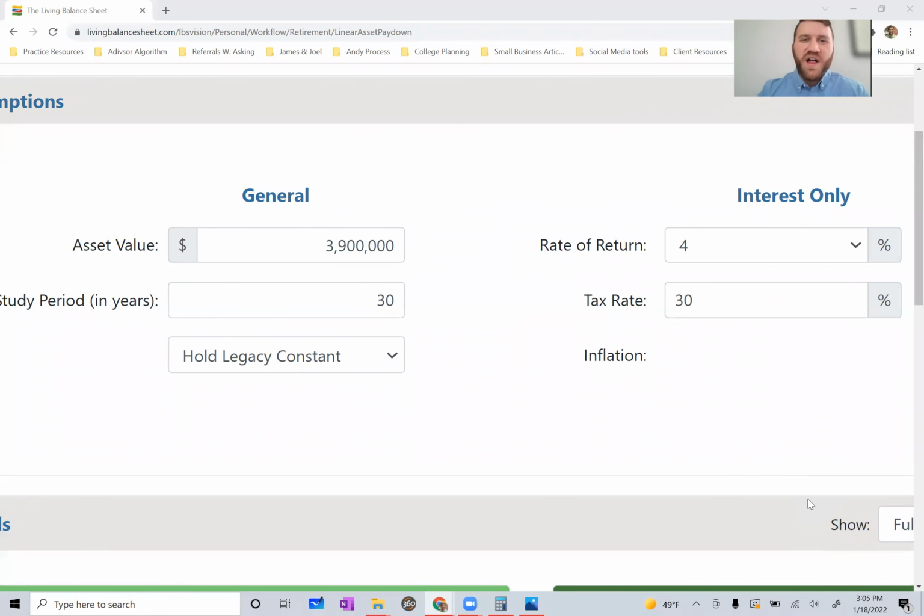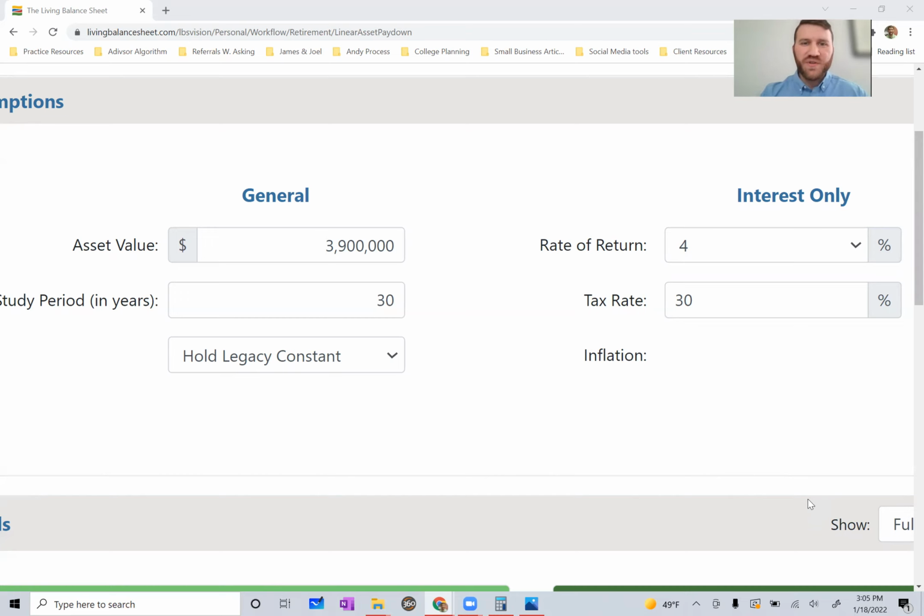So the first methodology that we're going to be looking at is the interest only one. The idea here is that we're accumulating assets over the years, and now we have a bucket of money. You could call it a nest egg. And now in retirement, this nest egg is going to produce our income.